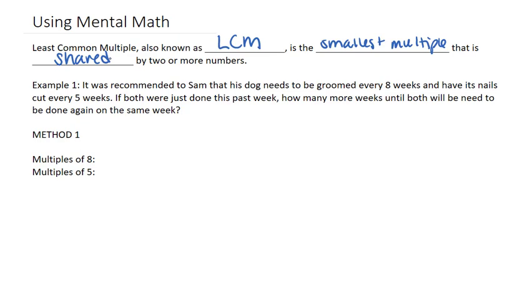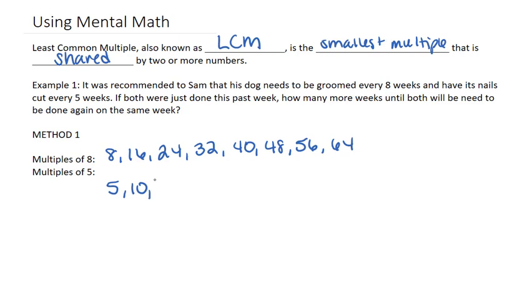So let's look at method 1. So the multiples of 8, right? If we just look at the multiples of both of the numbers, we start with itself, right? We have 8, 16, 24, 32, 40, 48, 56, and 64. We can stop there. Now let's look at multiples of 5. So we have 5, 10, 15, 20, 25, 30, 35, 40, 45, and we'll just stop there.